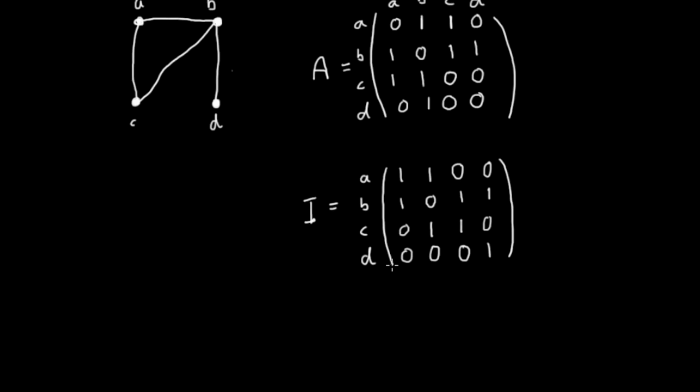It is square in this case because we have 4 edges. But the thing to remember about the incidence matrix is each row represents a vertex and each column represents an edge.